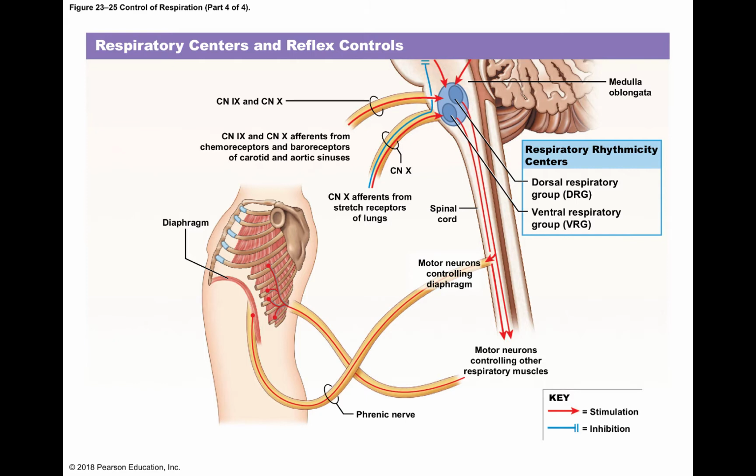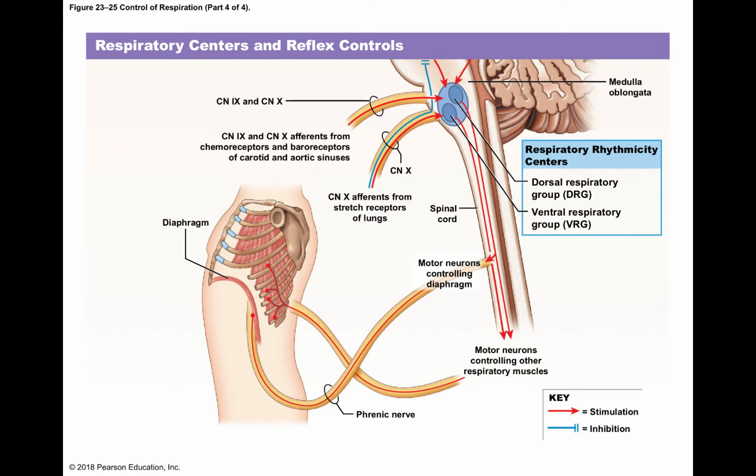There is an area in the medulla oblongata that sets the rhythm of your breathing. And that is called the respiratory rhythmicity centers. Respiratory rhythmicity, so it's actually controlling the rhythm of your breathing. And in that respiratory rhythmicity center, there's a dorsal respiratory group and a ventral respiratory group.